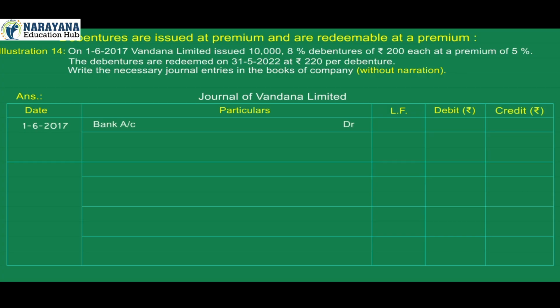1st June 2017. Bank account debit 21 lakh. To debentures application account credit 21 lakh. 10,000 debentures into Rs 210.